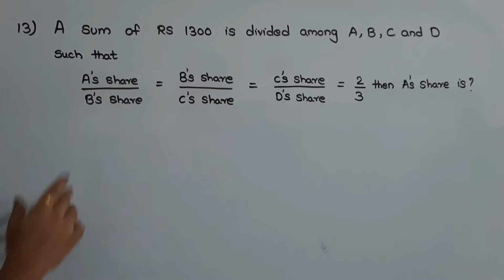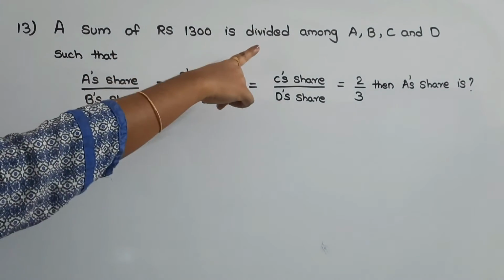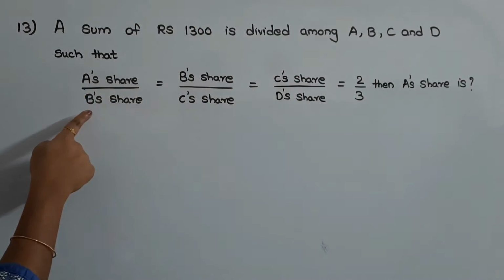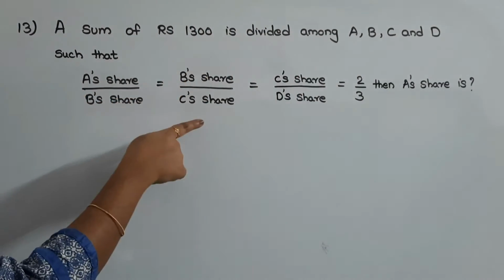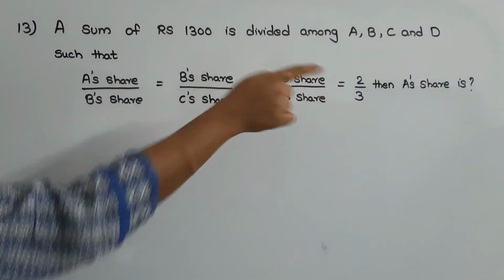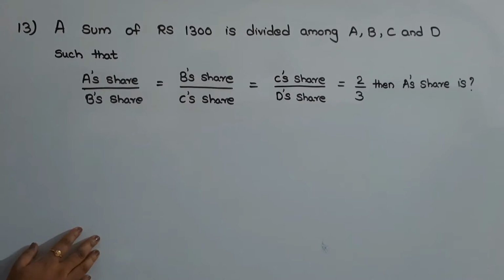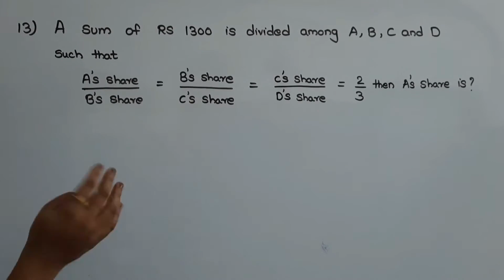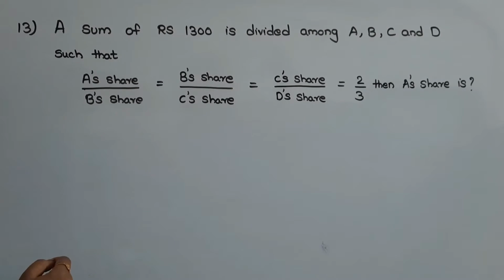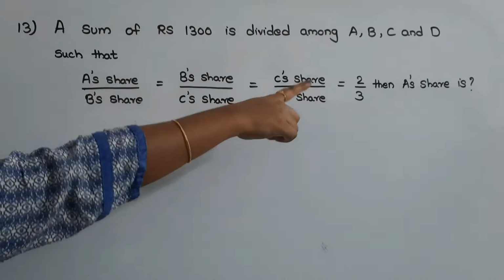The next question is, a sum of rupees 1300 is divided among A, B, C and D such that A's share by B's share is equal to B's share by C's share is equal to C's share by D's share is equal to 2 by 3. Then A's share is. So in this question, they have given the sum of the shares of 4 members A, B, C and D as rupees 1300. So we need to find out what is A's share.